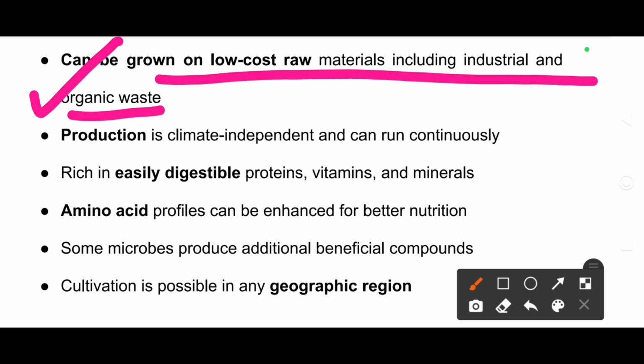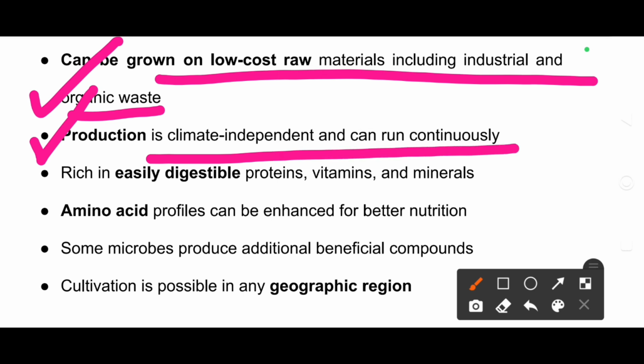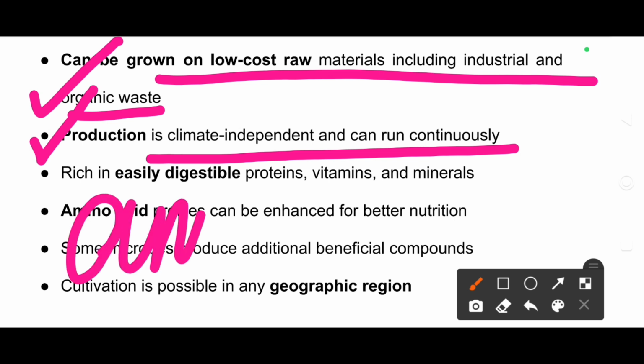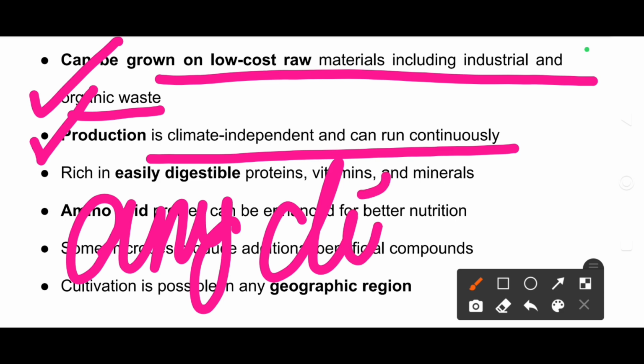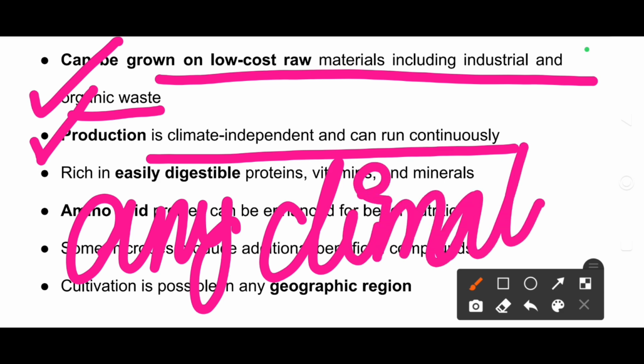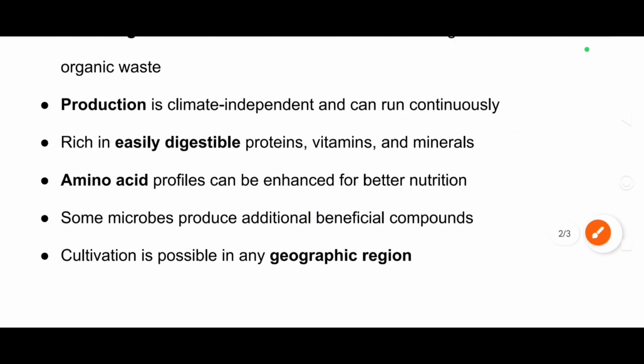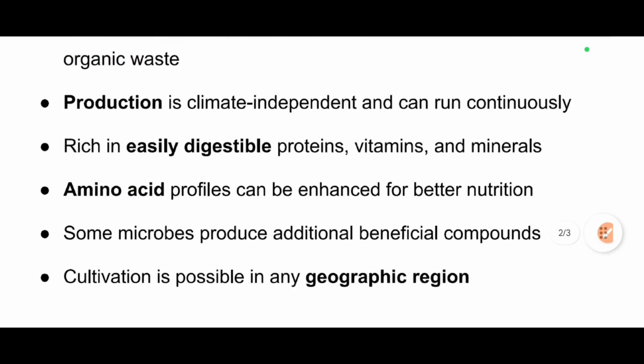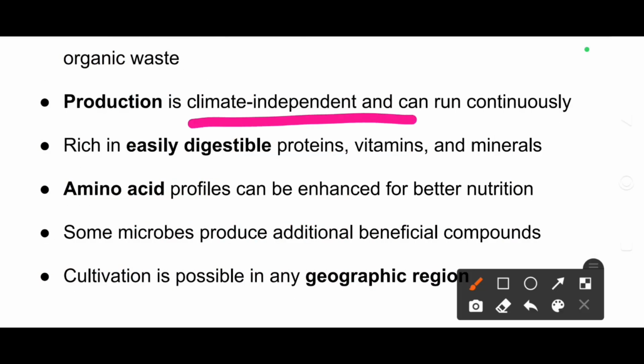Next thing is that production is climate independent and can run continuously. So it's not like it's too hot, I can't grow. The microbe is not like it's too hot, it's too cold. No, it can grow at any place, okay, at any climate, irrespective of anything. It can be too hot, it can be too cold, or it can be a moderate temperature. It doesn't matter, it doesn't care about anything. It's like, I am independent, I can do anything I want, I don't care about anyone. So this SCP is something which is independent of climate and everything.